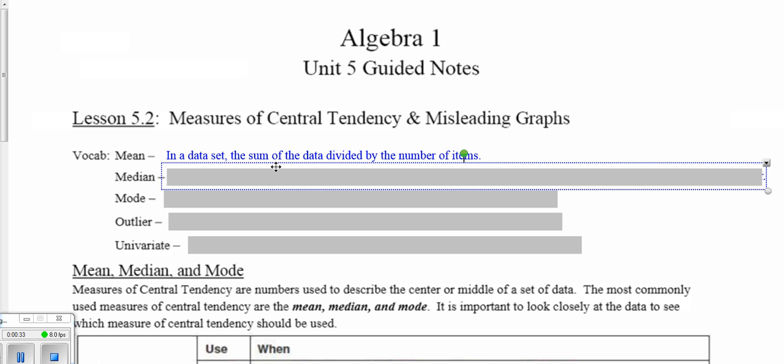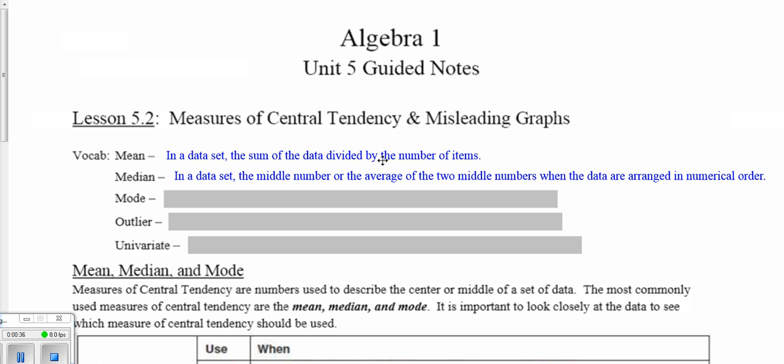Median, that is our middle value. In a data set, it's the middle number, or the average of the two middle numbers, when the data are arranged in numerical order. So the big thing with this one is you have to make sure that you line everything up from smallest to biggest, or from biggest to smallest, really doesn't matter. You just need to make sure that they're lined up in order, and then it's the middle number. If there are two middle numbers, let's say there's an even amount of numbers, and there's two in there, you take the average of the two, and that would be the median.